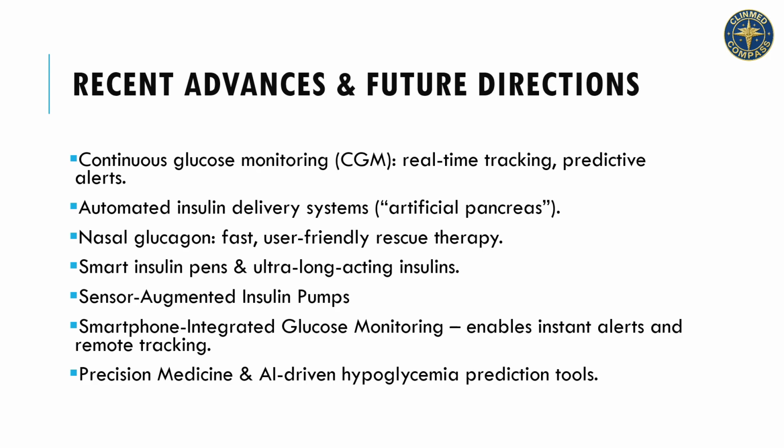Smart insulin pens and ultra-long-acting insulins. These actually help in reducing hypoglycemia risk. Then the sensor-augmented insulin pumps and the smartphone-integrated glucose monitoring. They allow for remote tracking and instant alerts. Then precision medicine and AI-driven hypoglycemia prediction tools are also part of the advances in managing hypoglycemia.